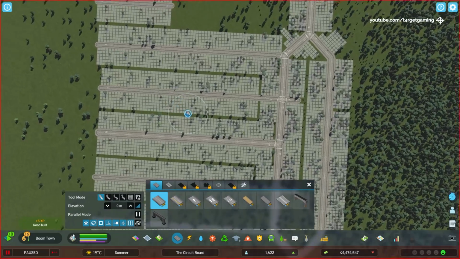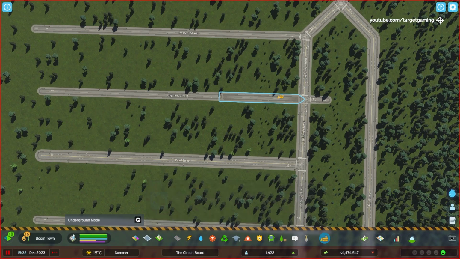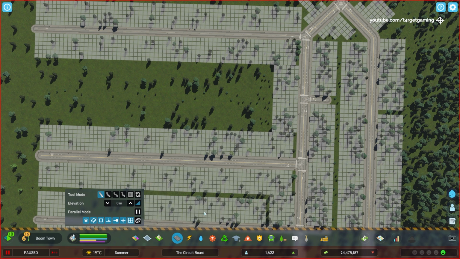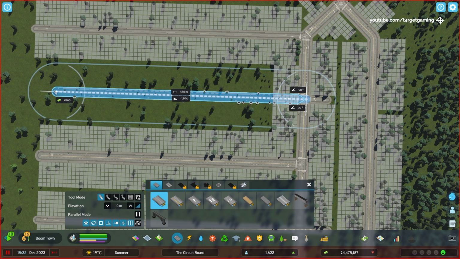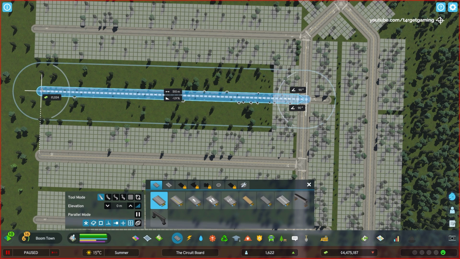I also want to preserve the zoning space here. I don't like how there's a small gap here, so I'm gonna delete this and I'm gonna completely rebuild the street using this road as the main guideline.